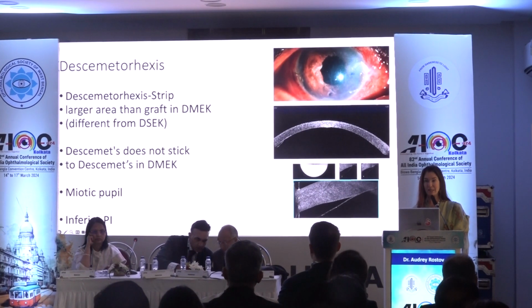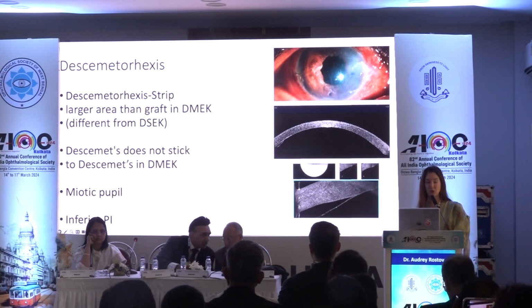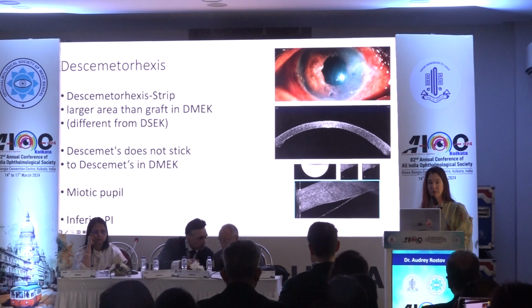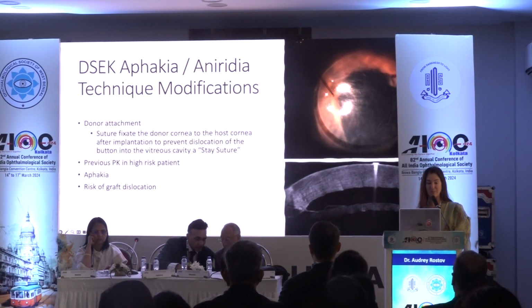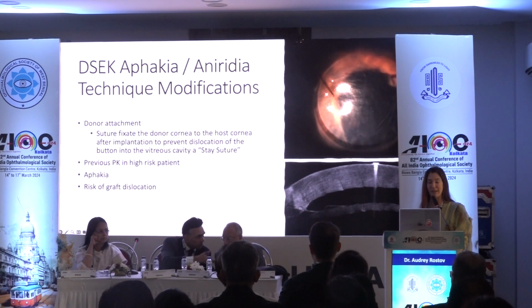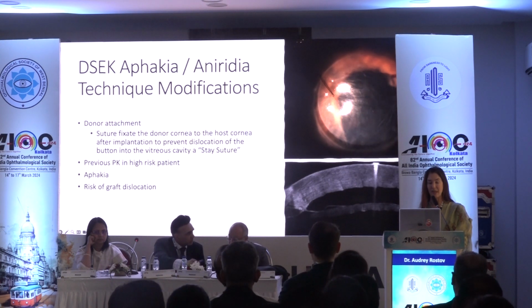For desmetorrhexis, when you have DMEC after a PK, you do have to strip endothelium. You do not with DSEC, although I tend to do that for both. And you want to be careful because you have to avoid the graft-host interface. When you are doing a DSEC following a PK in the scenario where you have aphakia or aniridia, I like to use a stay suture. And this is suturing the donor lenticle to the previous PK graft.